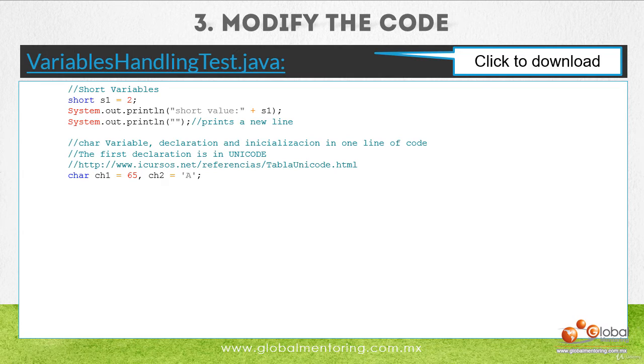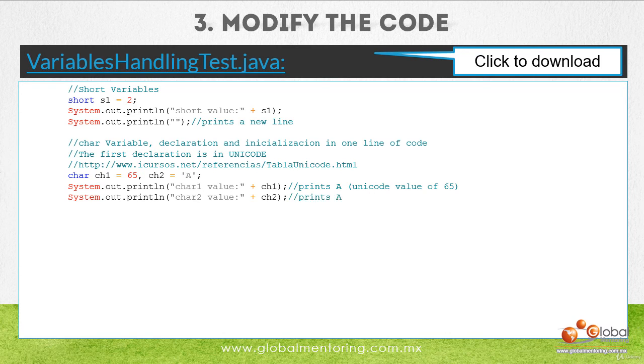So we declare a char variable called ch1 equal to 65. And in the next value, we declare a variable called ch2 equal to 'a'. In the first case, ch1, we are using the Unicode table to assign the value of a. So 65 is equal to A. We print the value, in Unicode the value of 65. And print the value of ch2, which prints the same value of a. We print a new line, and next we see the int variables.